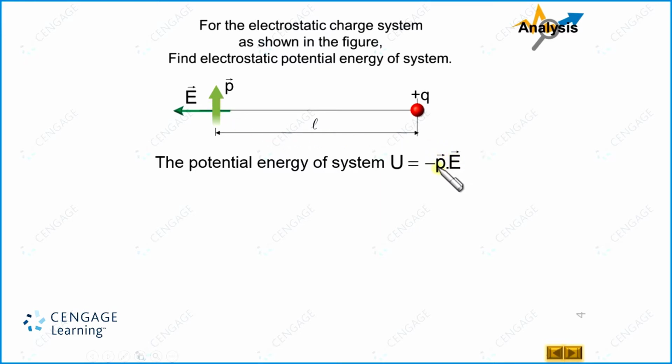Now we can write this dot product as P is the dipole moment, E is the electric field, and the electric field magnitude because of this point charge will be equal to 1 upon 4 pi epsilon naught Q divided by L square, and the angle between these two is 90 degrees. So we will write minus P multiplied by 1 upon 4 pi epsilon naught Q divided by L square cos 90, and cos 90 we know is equal to 0. That's why the potential energy of the system is equal to 0. Okay. Now let us move to the second illustration.